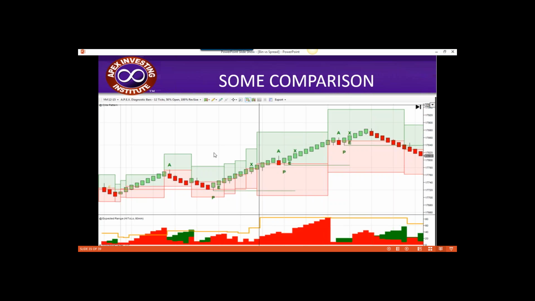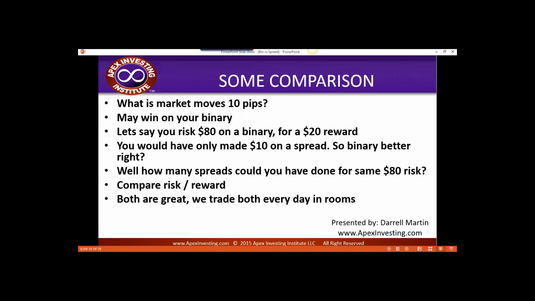Okay, so I'm not trying to dog binaries or dog spreads one way or the other. I'm showing you there's a couple things to look at. All right, my point is, if a market moves up 10 pips, maybe you won your binary. Let's say you risked $80 on the binary for a $20 reward. Okay, you'd only made 10 bucks on that spread. So you think the binary is better, right? Well, how many spreads could you have gotten for the same risk? Okay, so you have to compare your risk and reward.